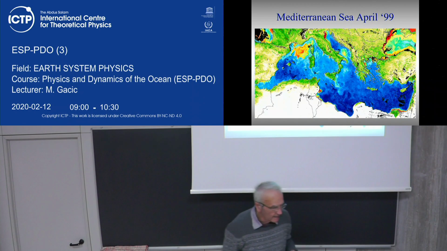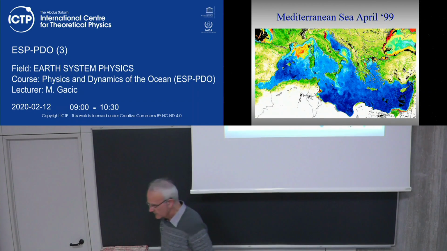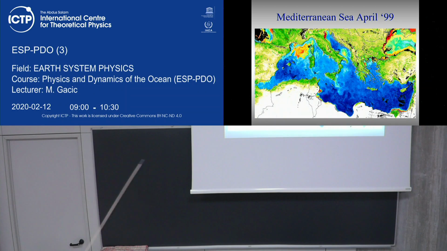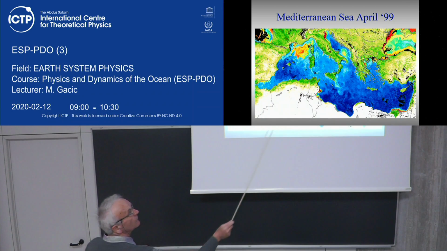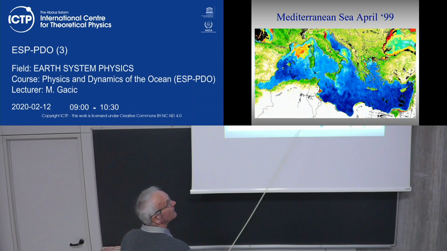If you look at the April situation, it should be the situation when we should be able to see the signal of the higher concentration of chlorophyll on the monthly scale. And you can see a very strong signal of high concentration of chlorophyll in the Gulf of Lions, which is the site of the dense water formation for the Western Mediterranean, which is this thing here. And you can see also for the Adriatic the same thing.